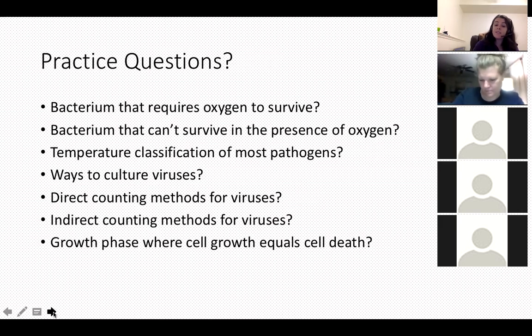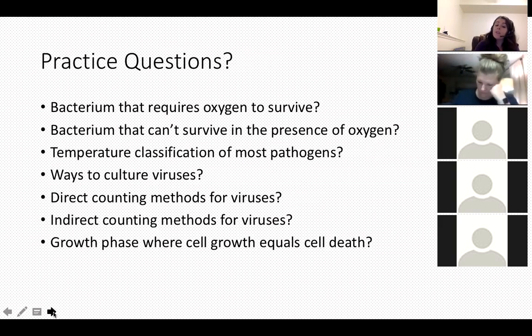Do we have any direct counting methods for viruses? No, none, because they're too small and they need a host. Indirect counting methods for viruses, there was just one that we talked about: the cell plaques, right? Those clear areas. The larger the clear area, the more virus you have.